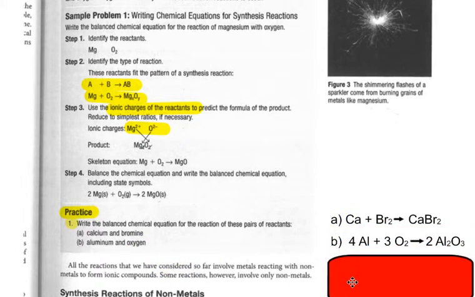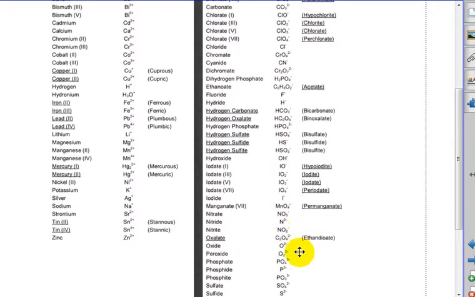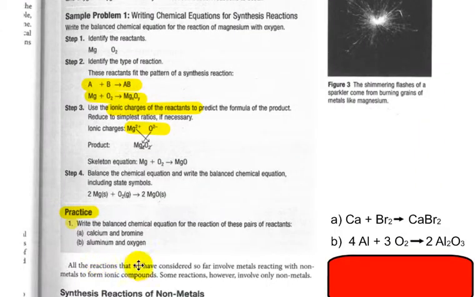Aluminum and oxygen. Aluminum is just Al. Oxygen is a Hofbrinkel element, so it's O2. And if we look at aluminum and oxide, aluminum is 3+, oxide is 2-, right here. So 3 and 2, the lowest common multiple is 6. So if aluminum's worth 3+, if I have 2 of them, that's 6 positives. If oxide is 2-, I need 3 of them to make 6 negative. So Al2O3 is the formula for aluminum oxide.